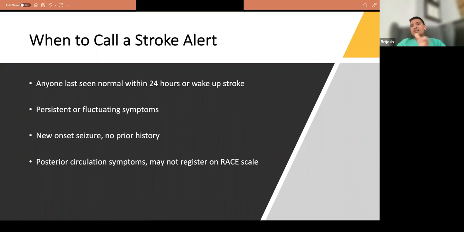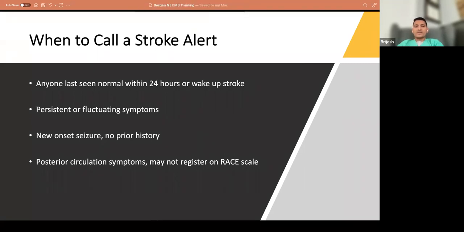And so we see this a lot where deficits fluctuate. They're really bad, and then they improve, and then they get worse again. Then they come to the ER, and then they're starting to improve again. And so that's not uncommon. And so always call it in, benefit of the doubt, because if we miss a large vessel occlusion, it's going to be very detrimental to the patient.